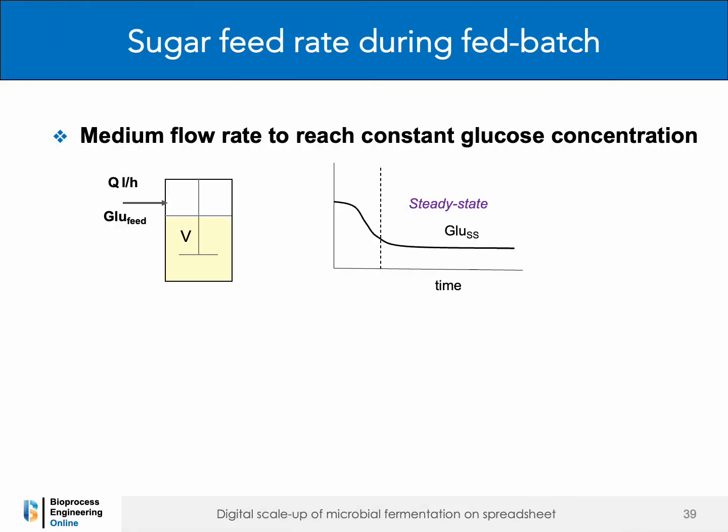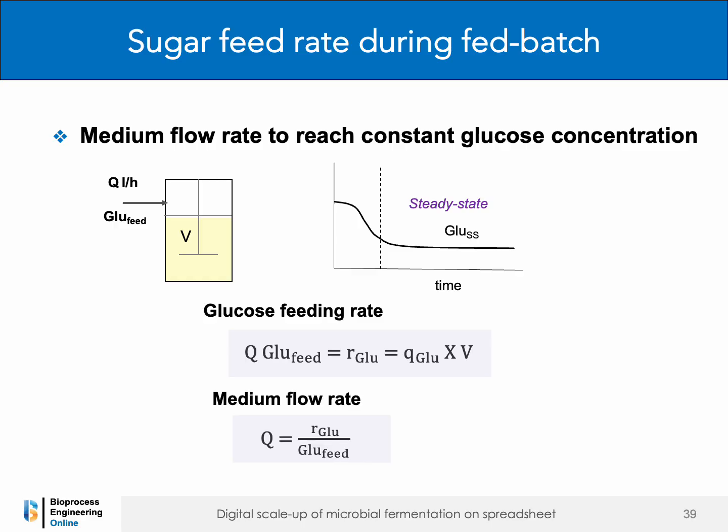In the numerical integration table, the glucose feeding rate, or medium flow rate, is calculated at each time step to maintain a near steady-state glucose concentration during fed batch operation. At any given time, the glucose feed rate is set equal to the glucose consumption rate in the fermenter. This consumption rate is determined from the specific glucose uptake rate and the yeast concentration at that moment. The corresponding medium flow rate is then obtained by dividing the glucose consumption rate by the glucose concentration in the feed.